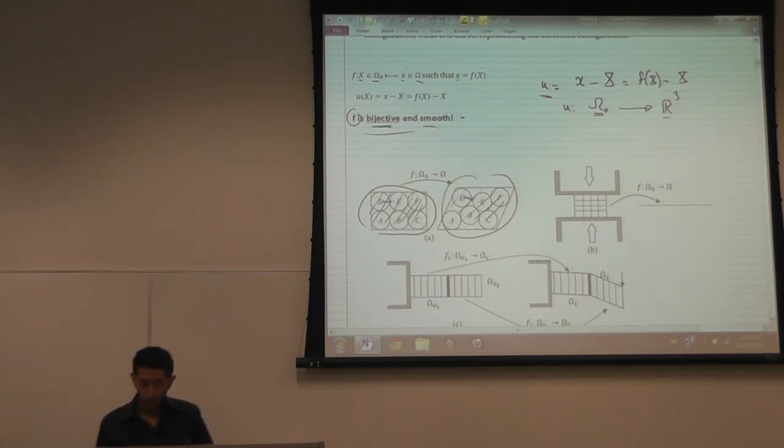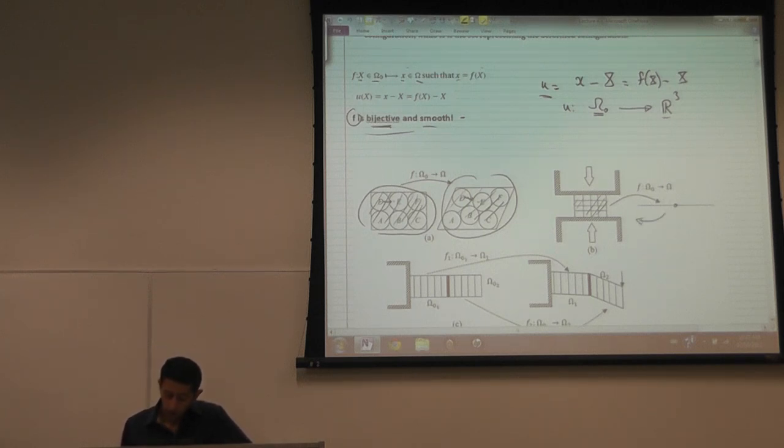Another thing, you cannot use the principles that we're going to talk about to try and understand flattening a block. If you have a block and you flatten that block such that now it has a thickness of zero, this is not bijective. You are not able to find F minus 1, because for this point you have a whole line. So the principles that we're doing here cannot be used for something like this.